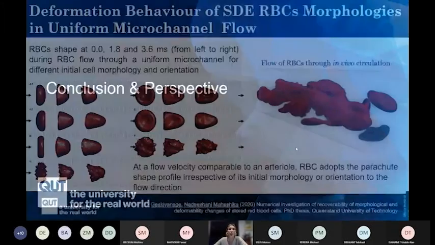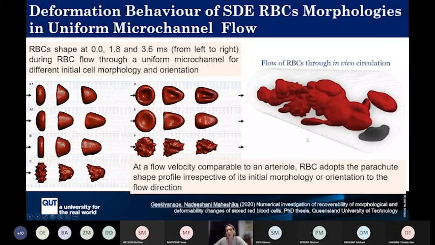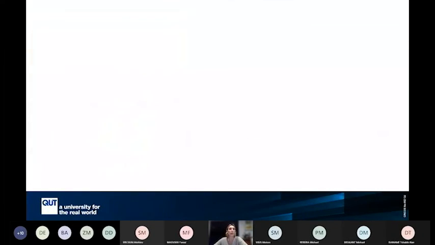Of course, ultimately, what we would like to do is put many different morphologies all together in a flow, so that we can add more physics in terms of how those different cells will interact with each other, but also with the walls. We may have to add electric charges on those red blood cells to make them more complex when they interact with walls.